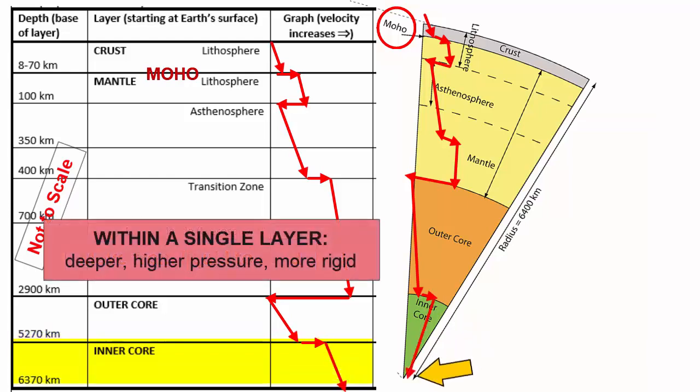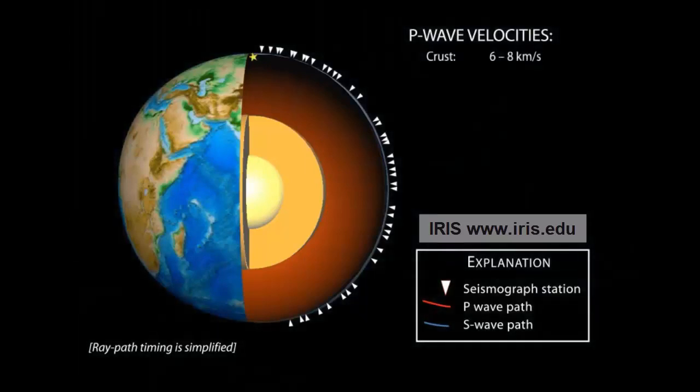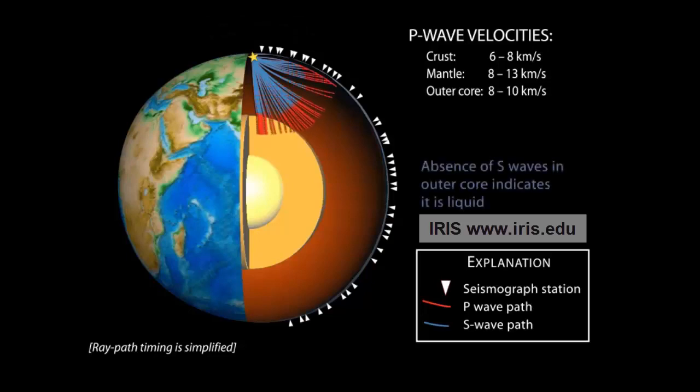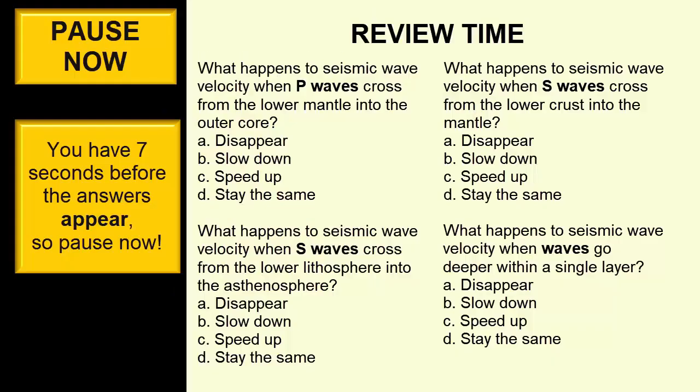Seismic waves that make it all the way to the center of the Earth will keep moving and rise upwards again toward the surface, doing the same thing they did on the way down, but in reverse, speeding up or slowing down as they go upward through and across each layer. Seismologists use these earthquake body waves to understand many things about what's happening inside the Earth, from the thickness and rigidity of the layers through to the core, to the presence in the crust of magma bodies, oil and water reservoirs, and mineral deposits. Pause now.